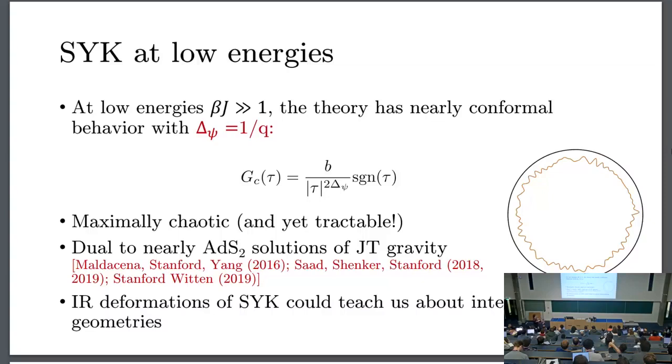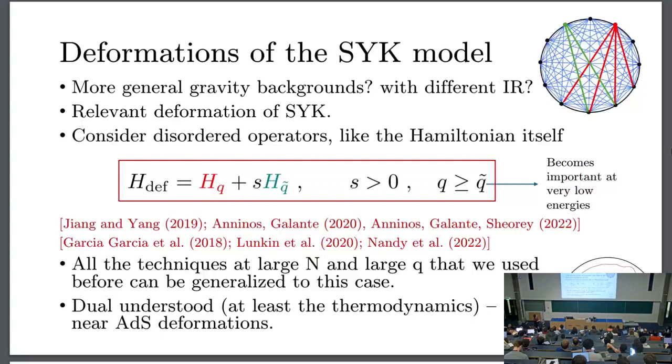Right, and so that makes us think that infrared deformations of SYK could teach us about interpolating geometries between AdS and whatever in the infrared. So let's talk a little bit about deformations, how it can be deformed. As I said, I expect that the relevant deformations will correspond to modifications of the gravity deep in the bulk. And it's not that easy to build relevant deformations of SYK. I can explain if someone asks.